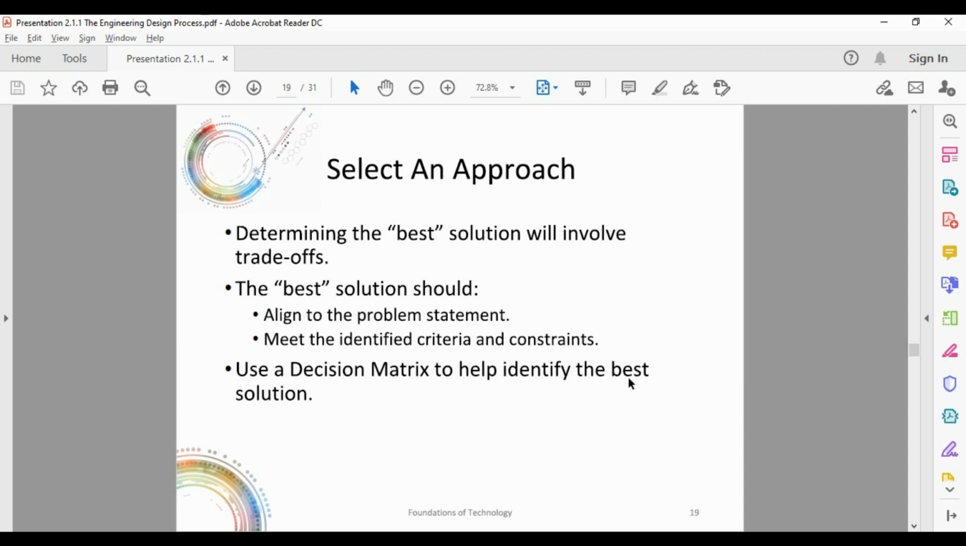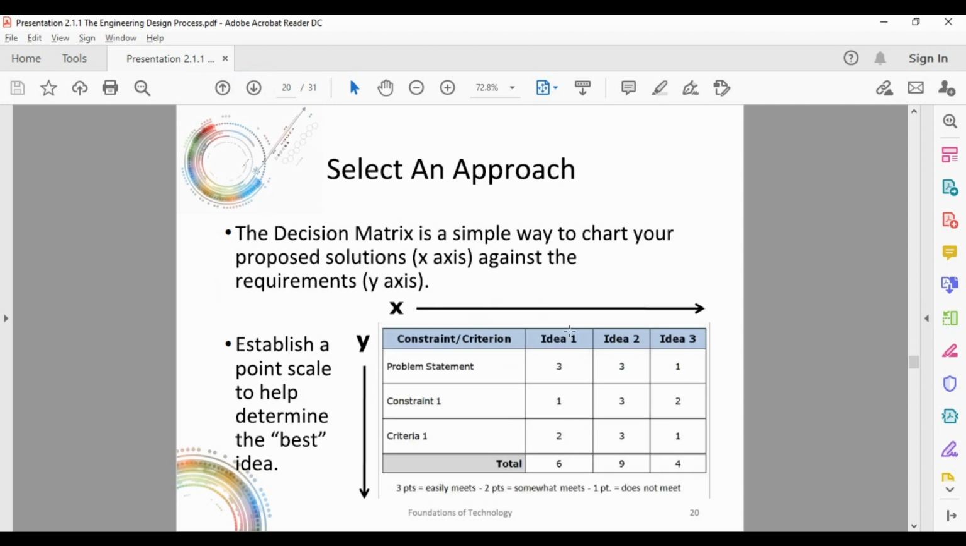Use a decision matrix to help identify the best solution. We have those ideas in our brain, but we may not have actually written them out in this format. A decision matrix is a simple way to chart your proposed solutions against the requirements. The columns that run on the x-axis are your ideas, idea 1, 2, and 3.